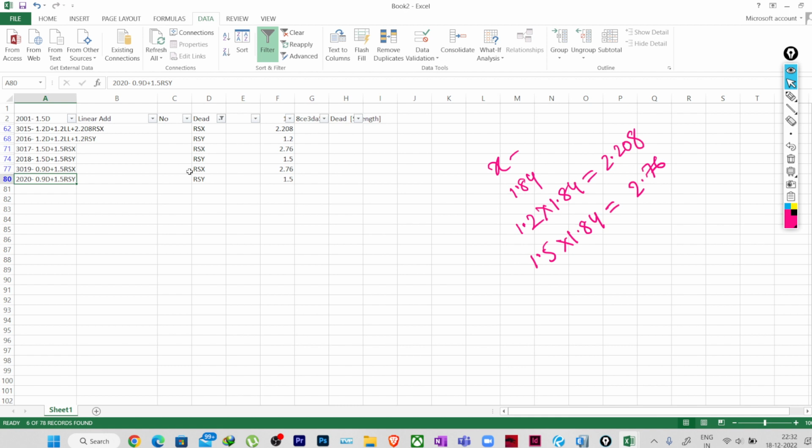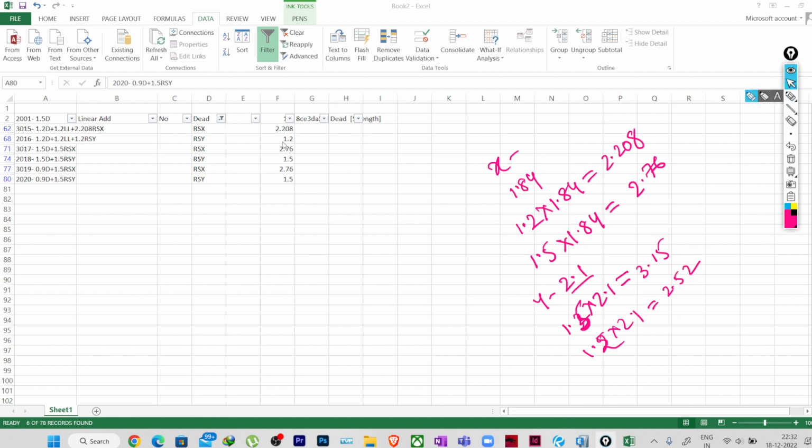Okay, so all the X direction we have changed. Now the Y direction. The scale factor for Y direction was 2.1. So 1.2 multiplied by 2.1 is 2.52, and 1.5 multiplied by 2.1 is 3.15. So all the 1.2 will become 2.52, and this 1.5 will become 3.15. This is for RSY, 3.15, and this is also 3.15.